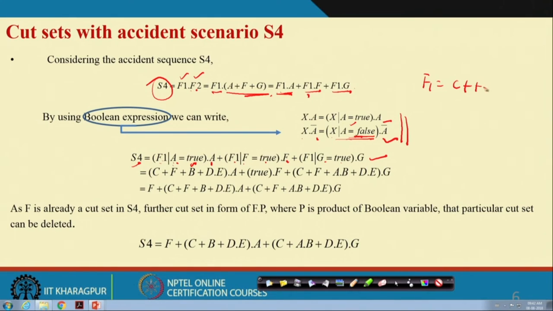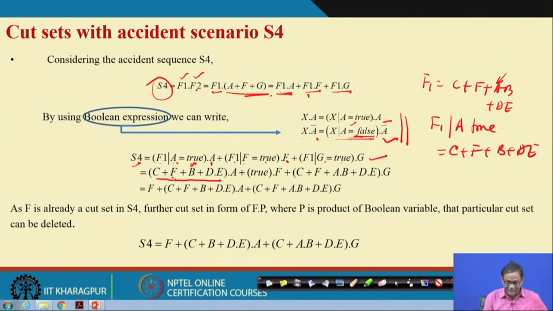F1 is C plus A plus AB plus DE. Then F1 given A true, that means this will always happen, so this will become C plus A plus B plus DE. As a result, you are writing that F1 given A true is C plus A plus B plus DE, into A. Now, F1 given F true into F, this is basically true F, because F is there and F1 is also true.